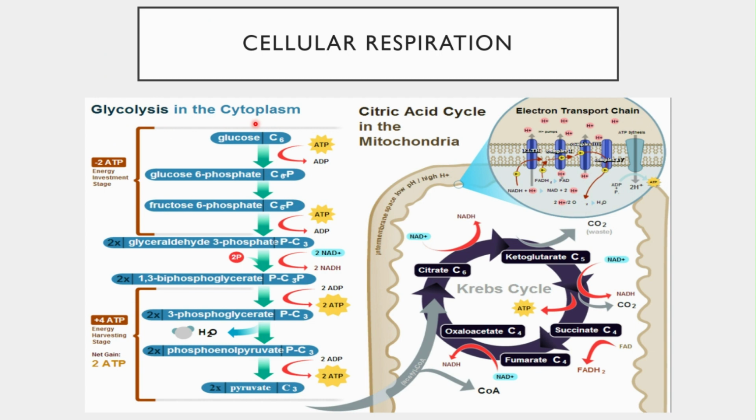This occurs in the cytoplasm. Glycolysis breaks down glucose to give off ATP and NADH, finally leading to pyruvate at the bottom here. Following glycolysis, pyruvate is oxidized, which generates acetyl-CoA, and that acetyl-CoA then enters the mitochondria, shown at the bottom here.